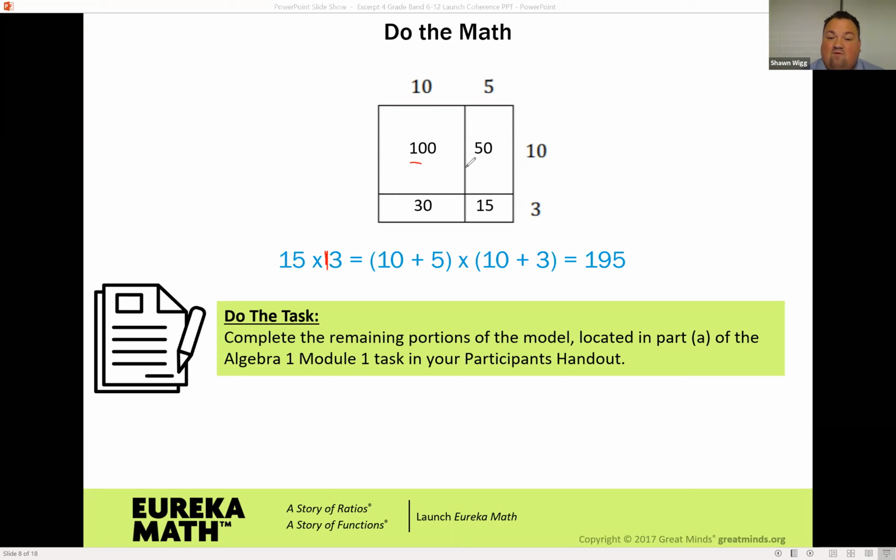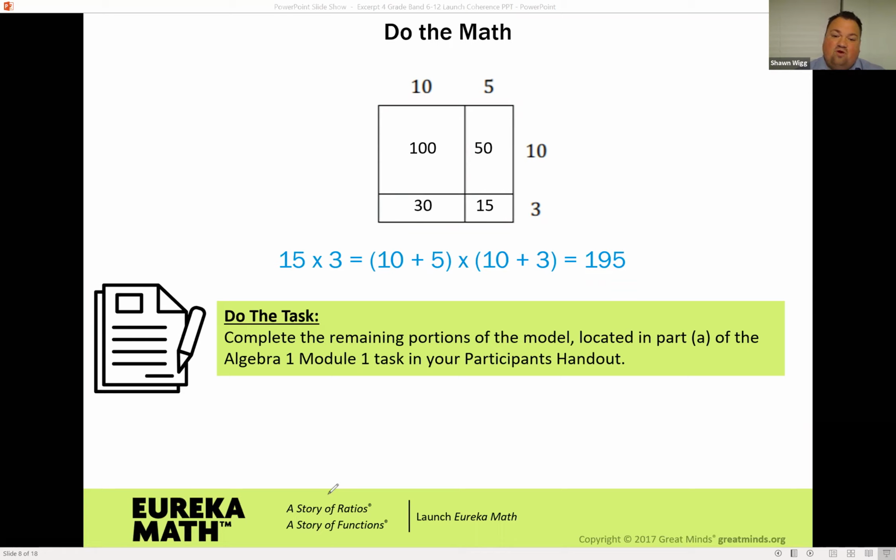And if you are to add all your partial products together, 100 plus 50 plus 30 plus 15, we're going to get that 195. Now, if you're not familiar with elementary mathematics, you may be wondering, wow, that took a lot longer than just doing the standard algorithm. And in some cases, that's absolutely true.